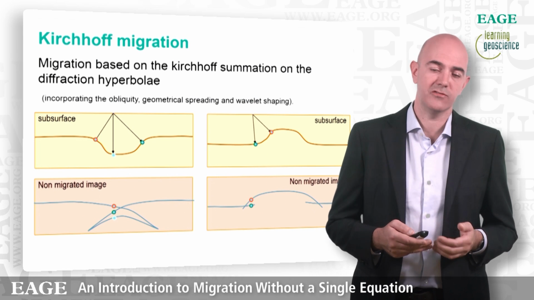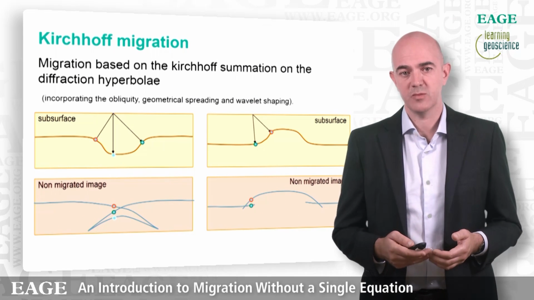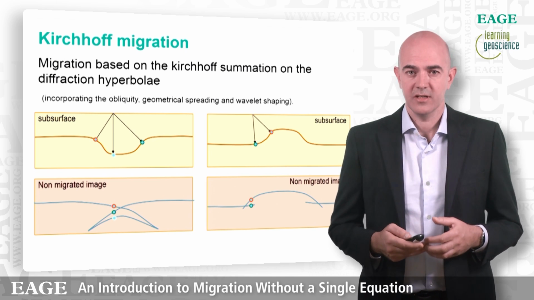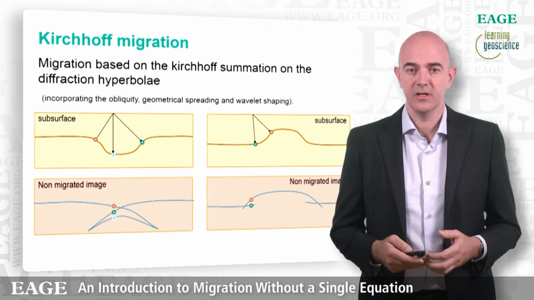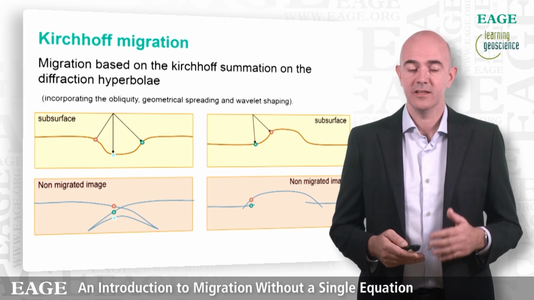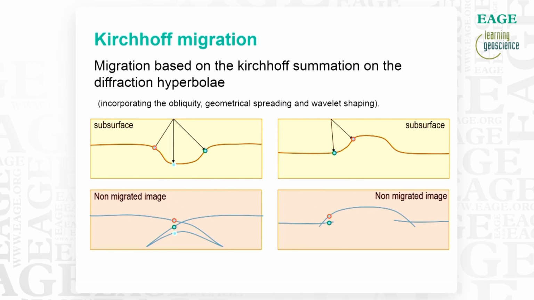Of course, we need to correct for the obliquity, for the geometrical spreading, and we need to correct the wavelet. But it's a very simple approach that allows correcting some of the most important and simple features that we find in the subsurface. Dipping layers will be moved up, will become steeper, will move into the up-dip direction, but also simple features like syncline and anticline are not imaged correctly if we are not migrating them.